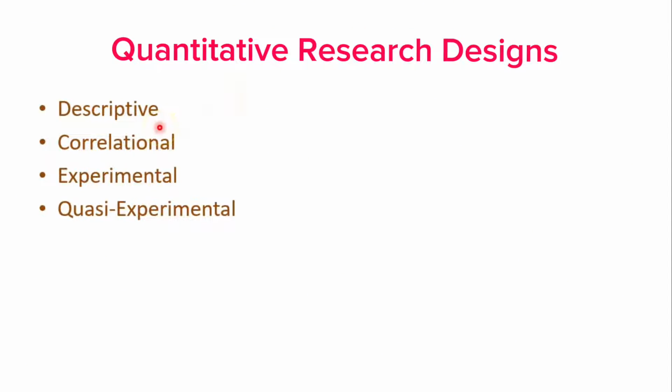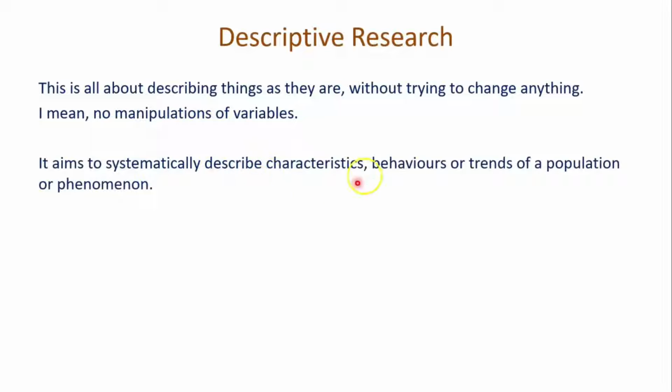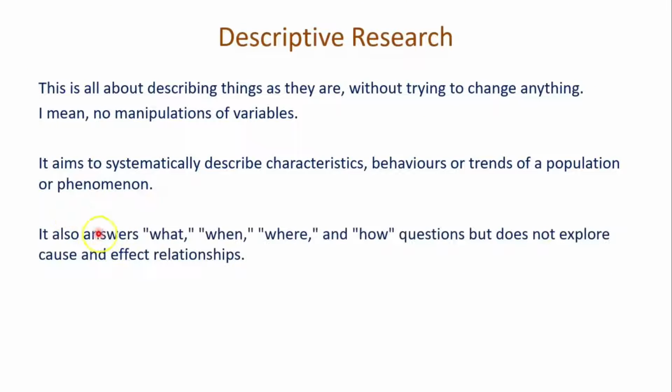So let's start with the first one, which is descriptive research. Now, descriptive research is all about describing things as they are. We describe them exactly how they are without trying to change anything. I mean, we do not manipulate any variable. It aims to systematically describe characteristics, behaviors, or trends of a population or an occurrence. That's how descriptive research works. It also answers what, when, where, and how questions, but does not explore cause and effect relationships.